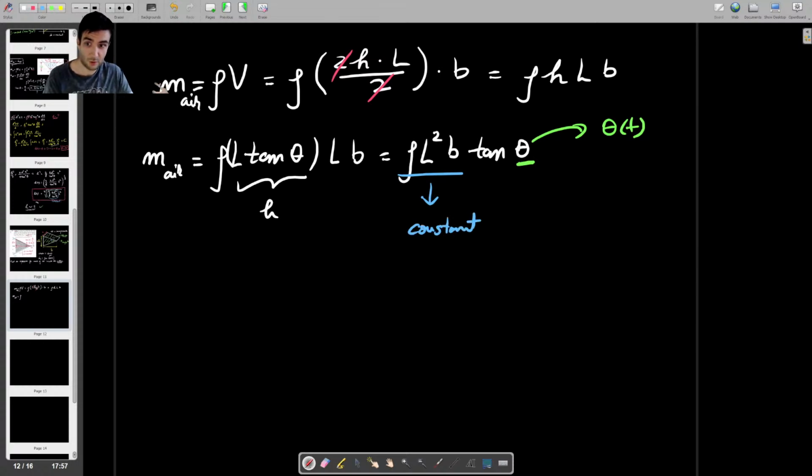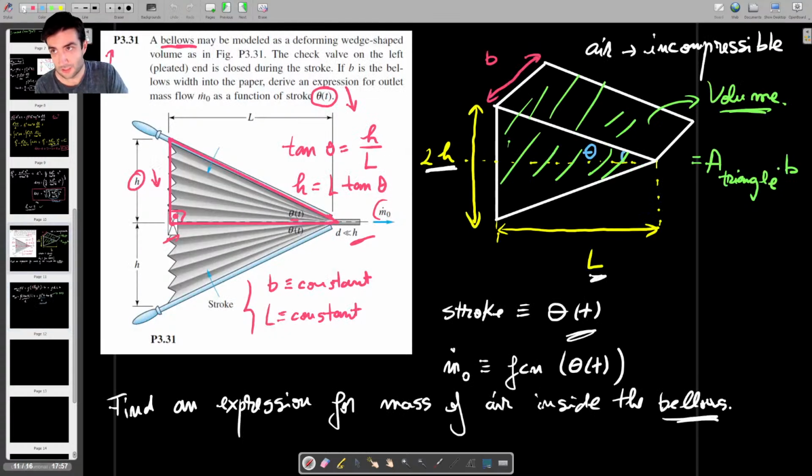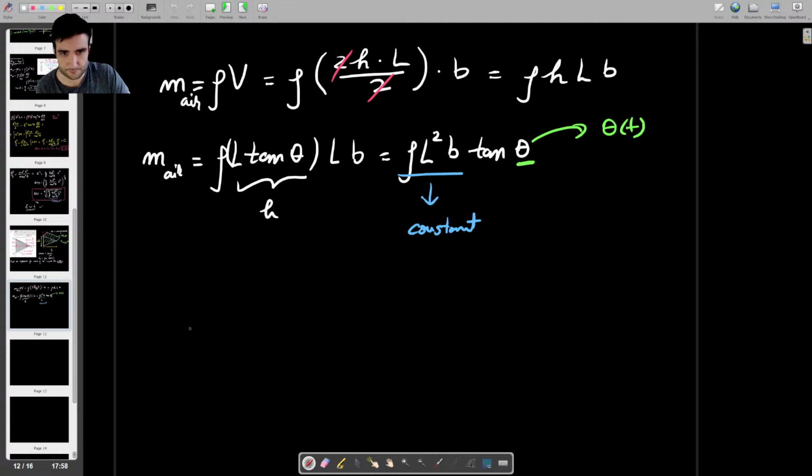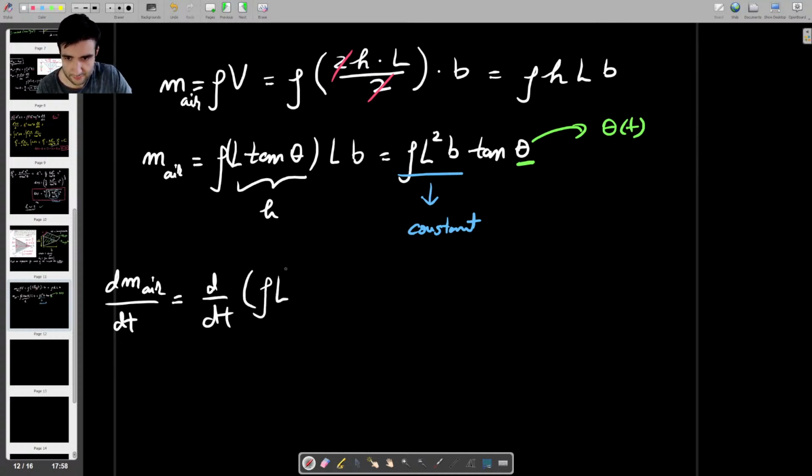And that's good because now we have to differentiate this. The reason we have to differentiate it is because that's going to give us the rate at which the mass is changing, pretty much. So I'm gonna say that dm_air/dt is gonna be equal to d/dt of rho L squared B tan theta, right?